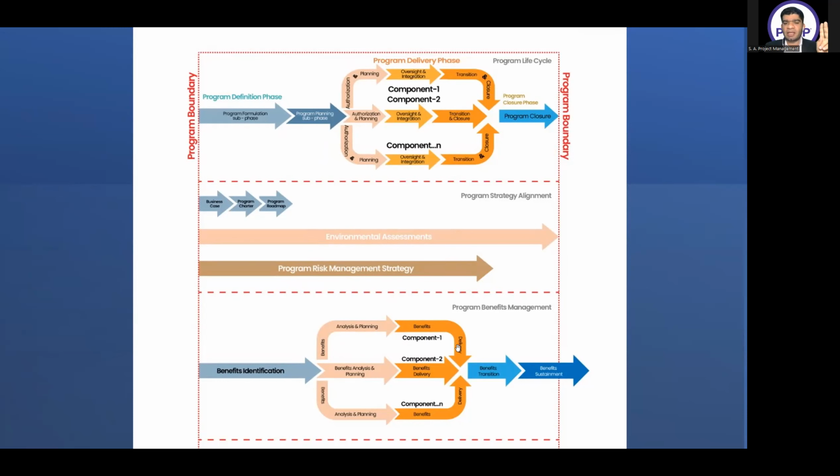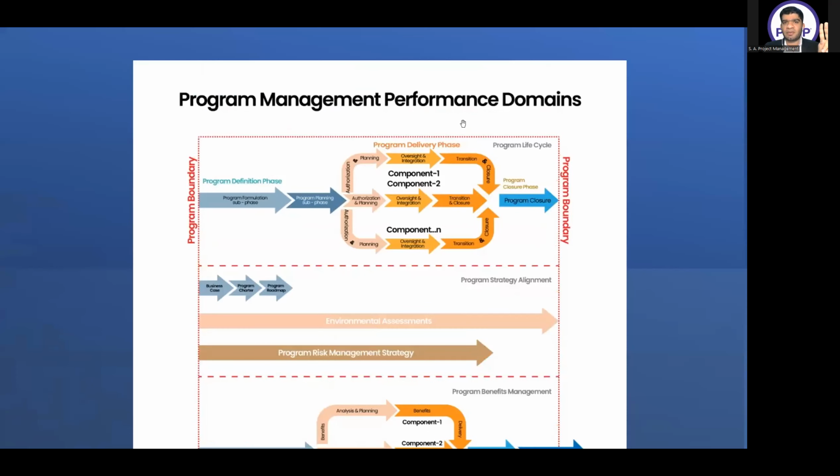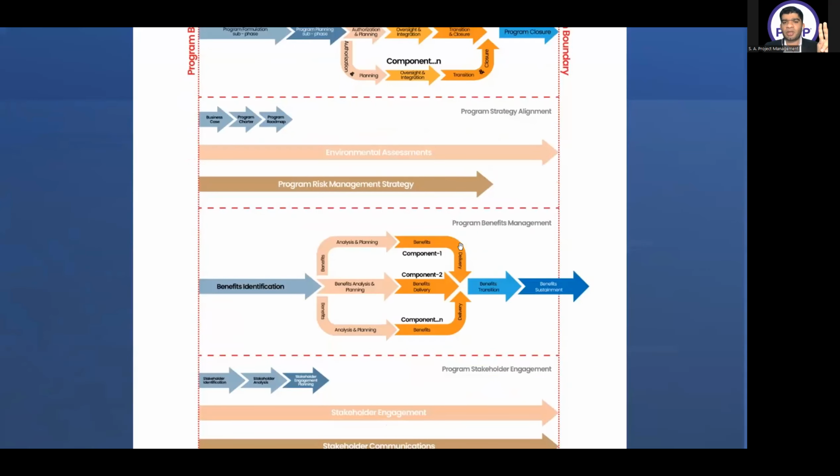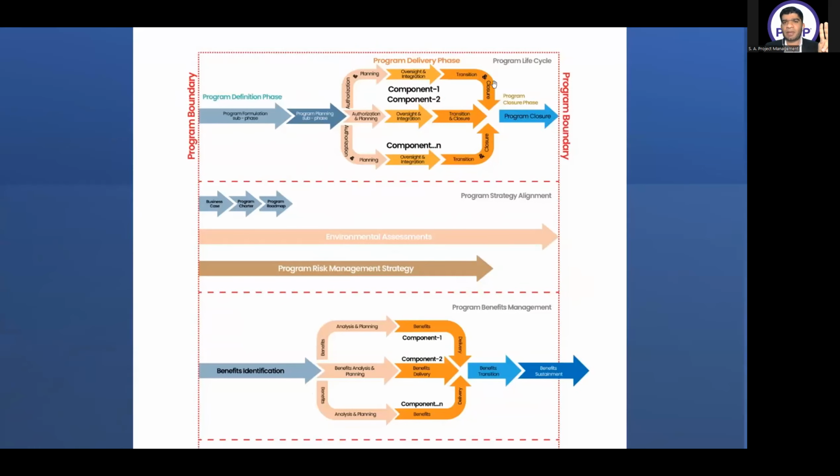At any moment, I can deliver the benefits for component one here. Component two can be delivered anywhere here. Component N can be delivered anywhere here. Okay. And once all the components have delivered their benefits, then only I can close the program delivery phase. The condition to close the program delivery phase is that all the components must have delivered their benefits. Then only I am able to close the benefits in the program delivery phase. And then benefits transition will start.